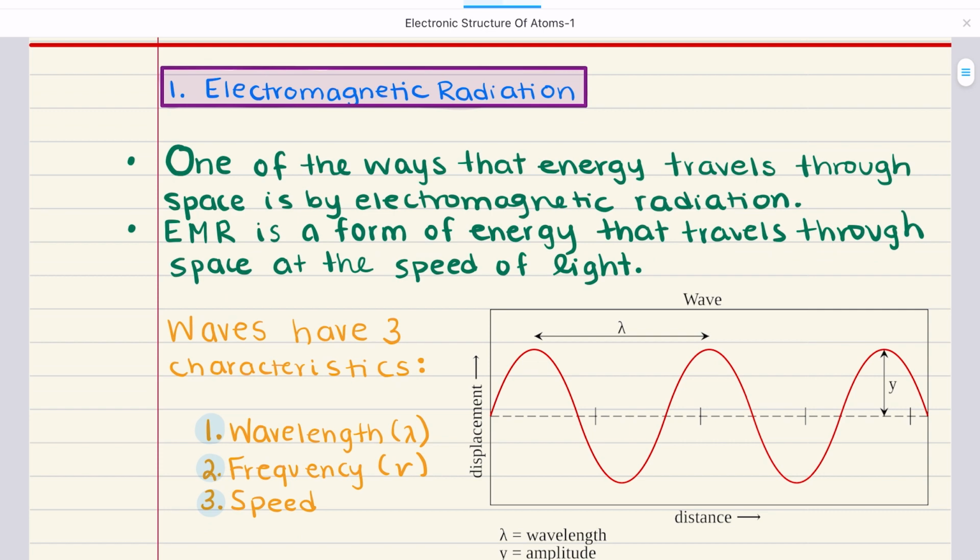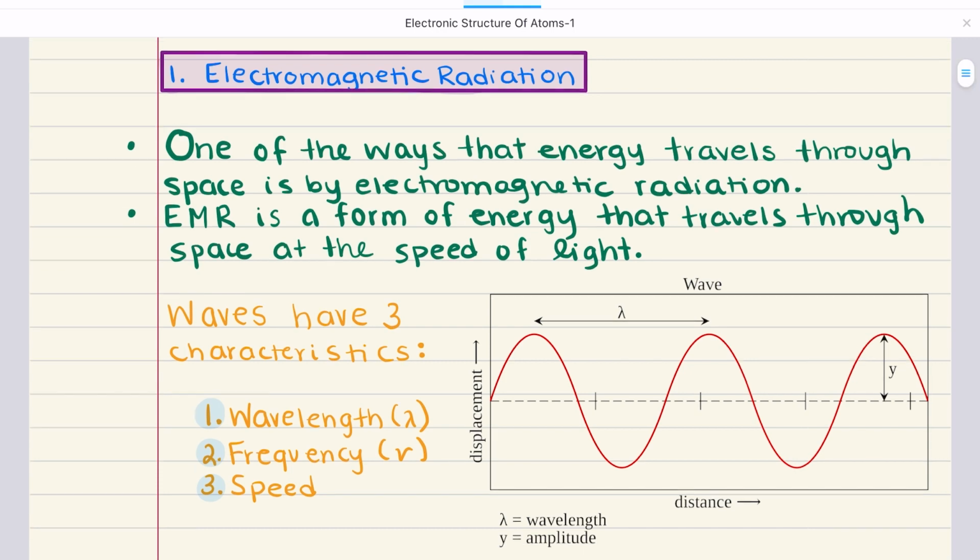Here we're going to consider the properties of light, more properly called electromagnetic radiation. Now, one of the ways that energy travels through space is by electromagnetic radiation. The light from the sun, the energy that's used to heat up your food in the microwave, the X-rays that are used by your doctors and dentists, these are all examples of electromagnetic radiation. And although these forms of radiant energy seem quite different, they all exhibit the same type of wave-like behavior, and they travel at the speed of light in a vacuum.